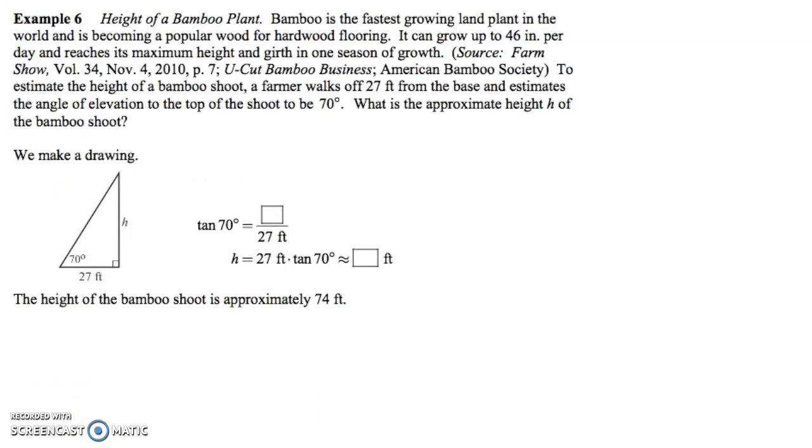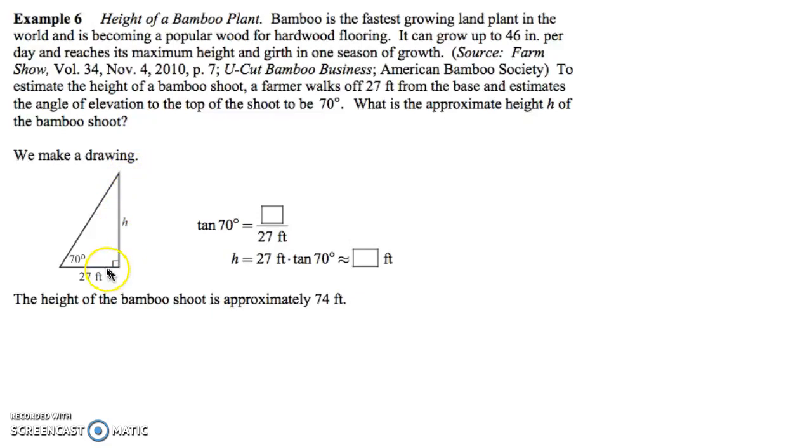Bamboo is the fastest growing land plant in the world and is becoming a popular wood for hardwood flooring. It can grow up to 46 inches per day and reaches its maximum height and girth in one season. To estimate the height of a bamboo shoot, a farmer walks off 27 feet from the base of the plant and estimates the angle of elevation to the top of the shoot to be 70 degrees. What is the approximate height of the bamboo shoot?